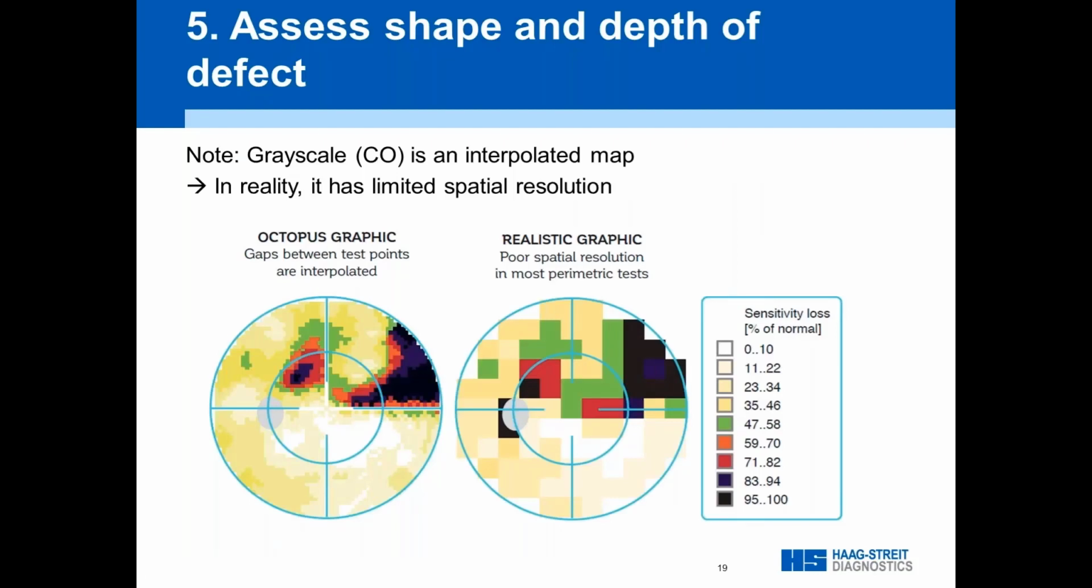Just a word of caution. This is an interpolated map. We have, with the GP, 59 test locations. So actually our resolution is like here on the right. So if you see one little pixel moving up or down, don't overinterpret that as a change. This is your resolution and that's what you get. Just keep that in mind.